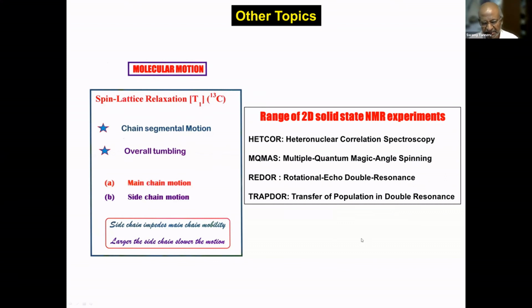Another set of experiments which have become very powerful in recent days are known as 2D solid-state NMR experiments, heteronuclear correlation spectroscopy. For example, in our system, if you have carbon and proton, most organic molecules will have carbon and proton. In order to differentiate non-protonated carbon from protonated carbon, one can run NQS experiments based on the contours. You can find out the chemical shift values of the carbon and proton. You can also identify whether a particular carbon is protonated or non-protonated. Multiple quantum magic angle spinning is routinely used, especially in the case of aluminum-containing systems, as are rotational echo double resonance, REDOR, and transfer of population double resonance, TRAPDOR, pulse sequences.